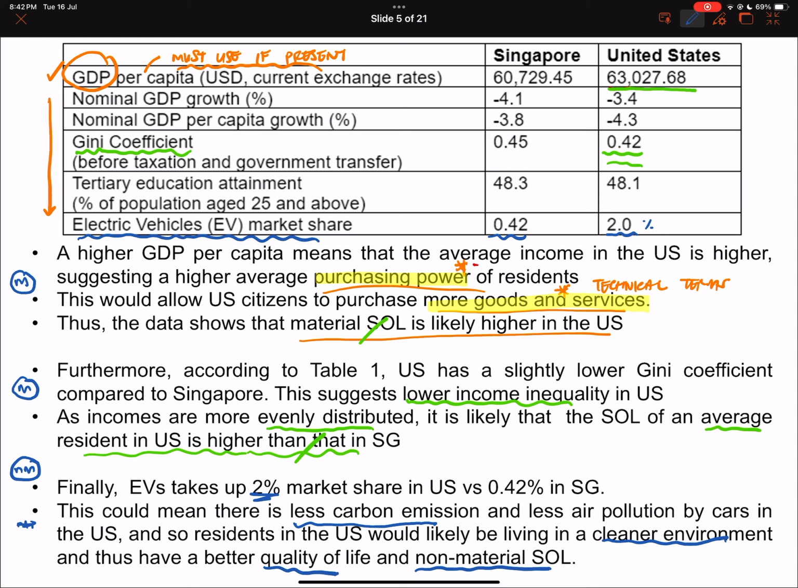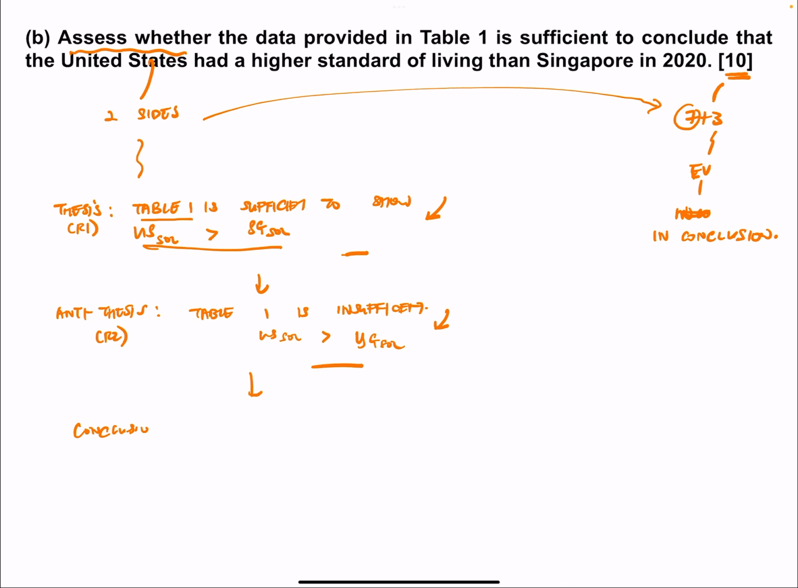Okay, so just to cycle back. Our first part, the thesis, we have to say that table 1 is sufficient. It is awesome because firstly, table 1 shows us GDP per capita, right? And higher GDP per capita means higher purchasing power, more goods and services. These are technical terms, which means that it is sufficient to show higher material standard of living.